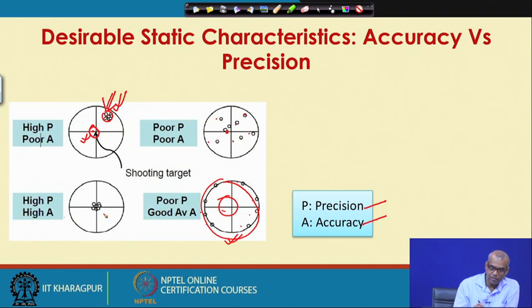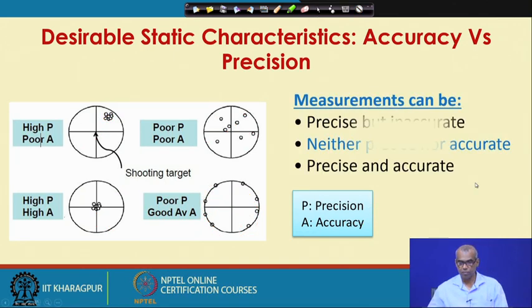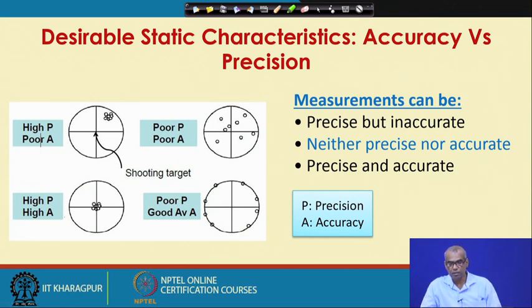Finally, this is a case where you have always been able to hit the target. So, you have high accuracy as well as high precision. What it shows is that measurement can be precise, but inaccurate. Measurement can be neither precise nor accurate. Measurement can be precise as well as accurate.